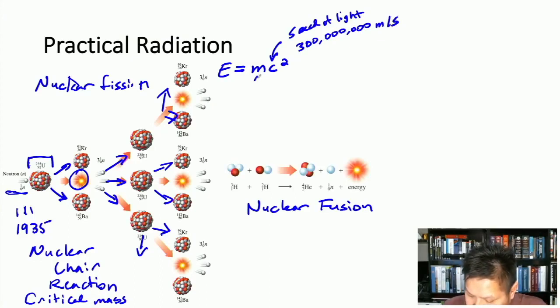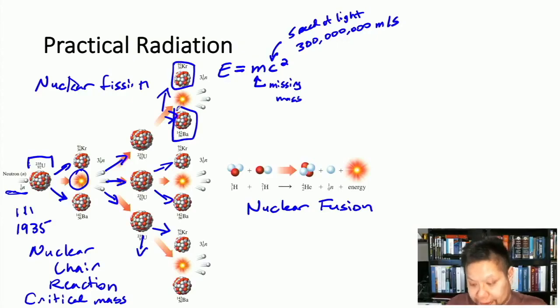Here, m stands for mass, right? And what is this mass? This mass is actually the missing mass after the uranium has split into krypton and barium. Once it's done that, there's a mass, which you can determine by just taking the two masses of krypton and barium and subtracting them from the uranium, and you can plug it in there, into the missing mass. And that gives you E.